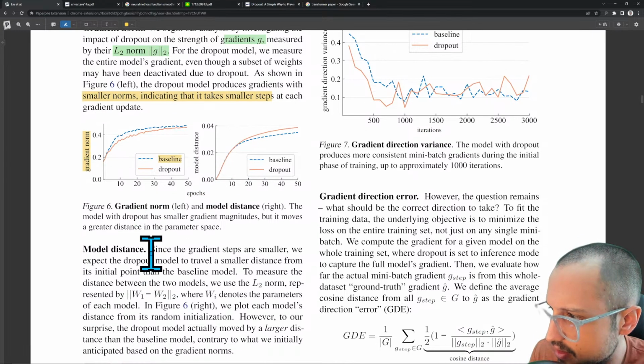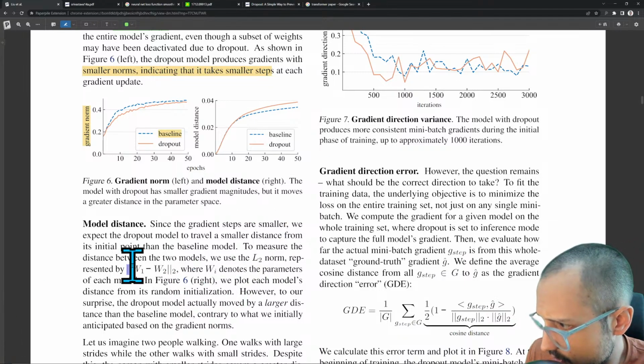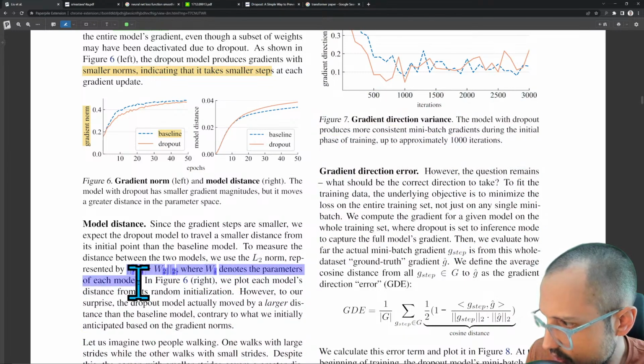And then model distance. Okay, well, actually, here you go. This is what they say. Since the gradient steps are smaller, we expect the dropout model to travel a smaller distance from its initial point than the baseline model. To measure the distance between two models, we use the L2 norm, represented by W1 minus W2, where Wi denotes the parameters of each model.